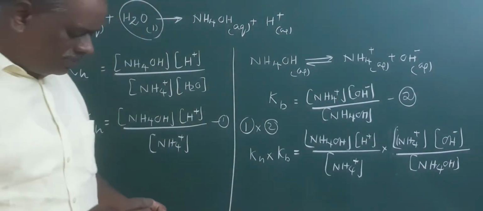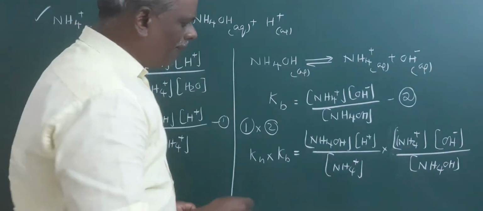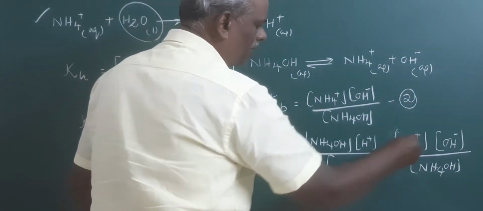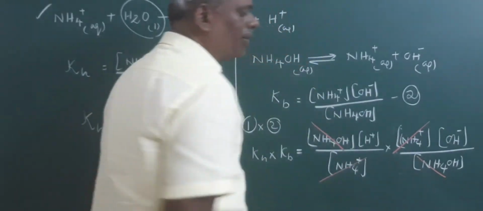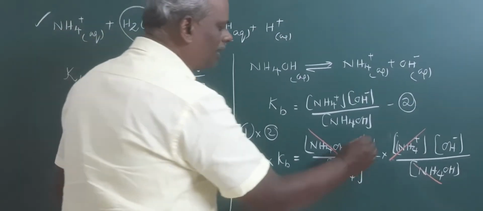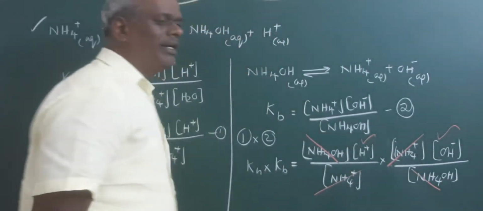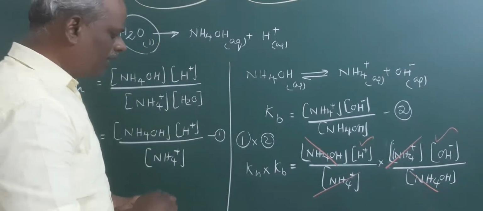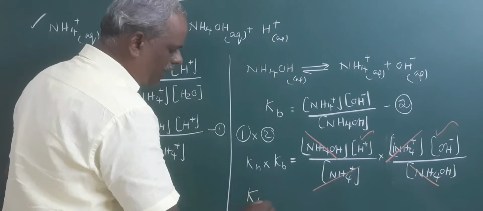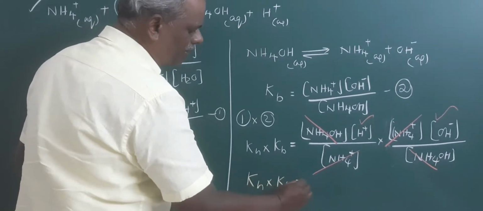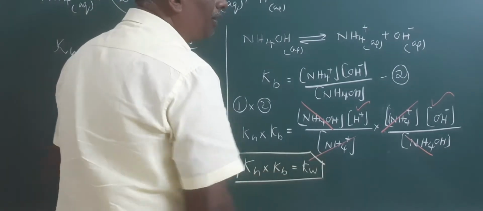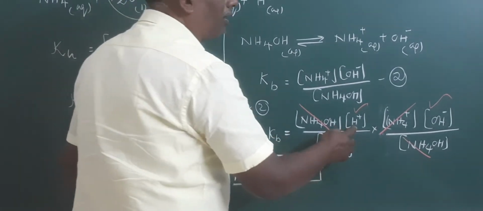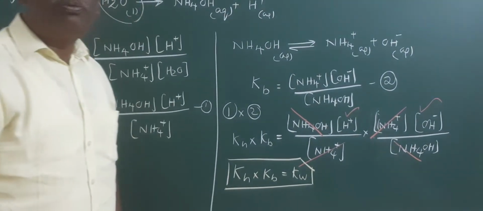Yes, the common terms can be cancelled out here. What are all the common terms? NH4 plus and NH4 plus, NH4OH and NH4OH. What remains there is H plus and OH minus. So it clearly indicates that the product of Kh and Kb is equal to Kw. You know what is called Kw? It's nothing but the ionic product of water, H plus and OH minus.